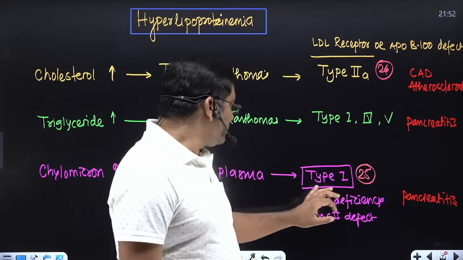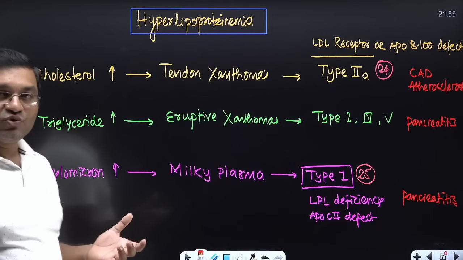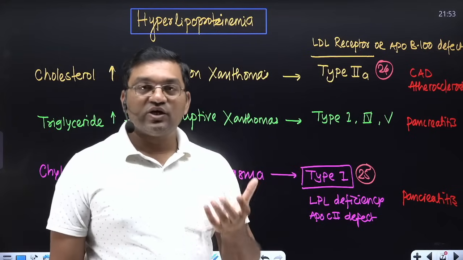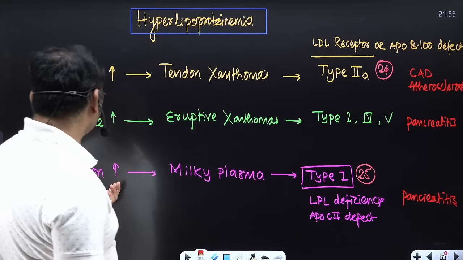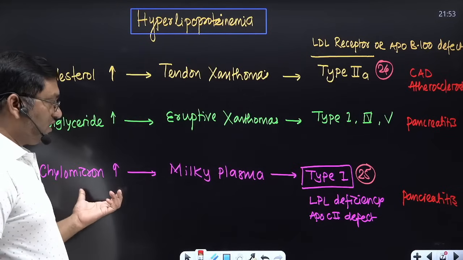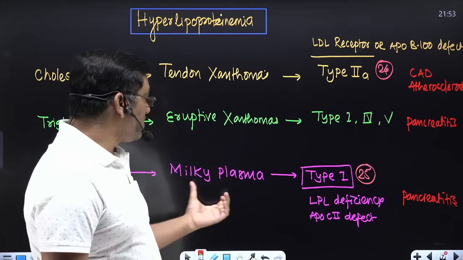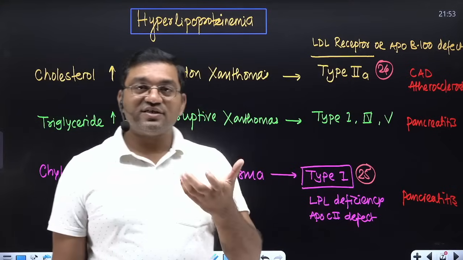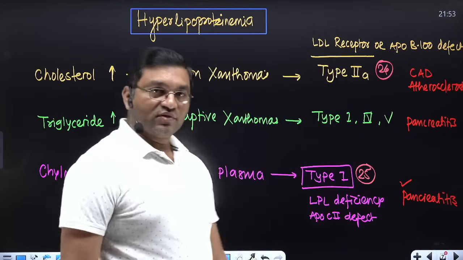In this type 1 disorder, there is an increase in the chylomicrons. As all of you know, chylomicron carries the TG, triacylglycerol. So TG levels are raised, chylomicron levels are raised, and the plasma has a milky appearance. As there is an increase in the triglyceride level, patients are more prone to pancreatitis.